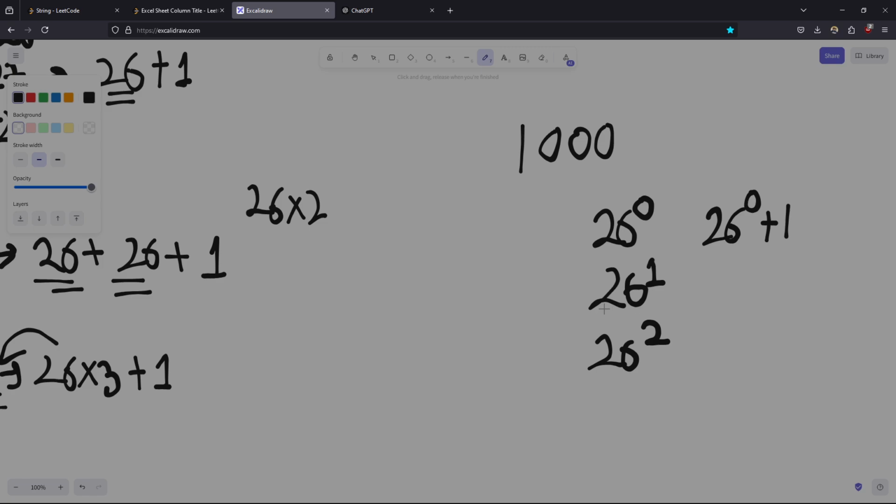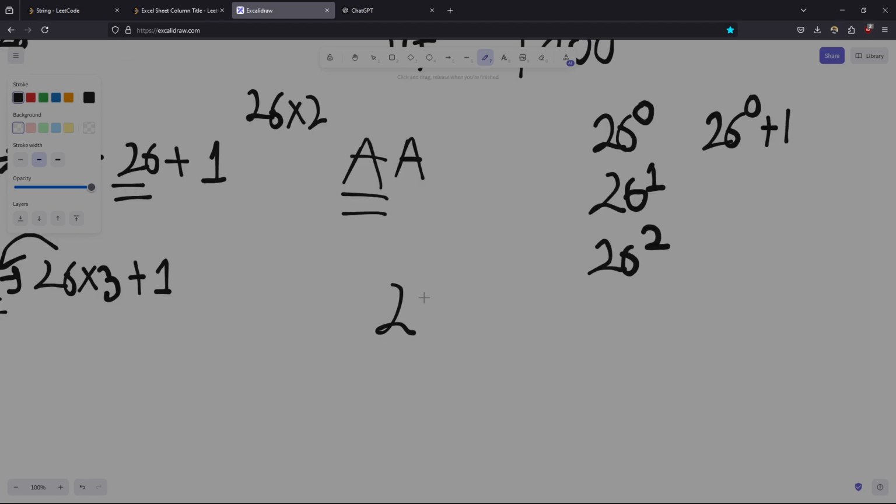But A, which appears in second place, will take 26 to the power 1 only if we have a number which is greater than 26. For example, 27, then the answer will be AA. So, first, what we need to find is we need to divide 26 by how much? We need to divide 26 by 26 and look into the value.